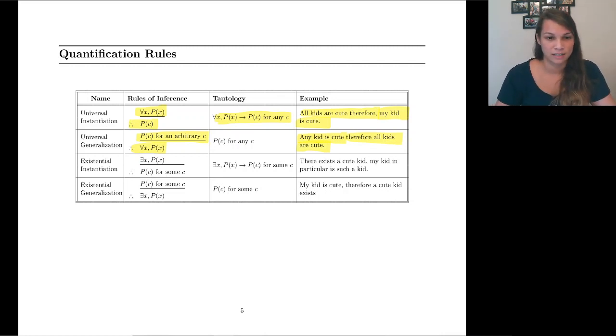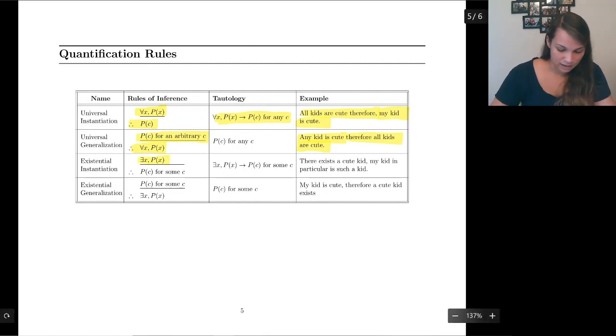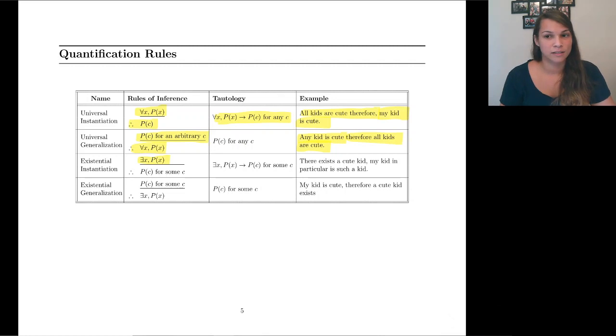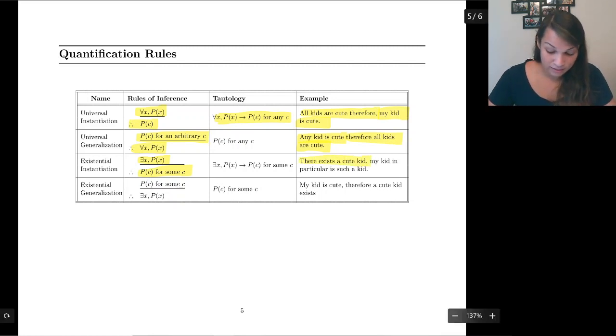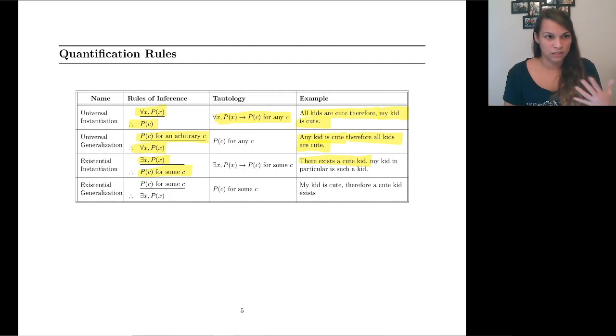And then for existence, we've got there exists an X such that P of X is true. Then P of C is true for some C. Not all of them, not an arbitrary C, for some C. There exists a kid that is cute, and then some kid is going to fulfill that role, and I'm going to tell you right now, my kid in particular is cute.